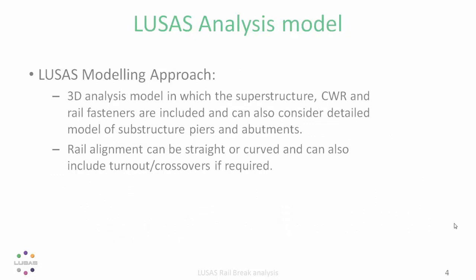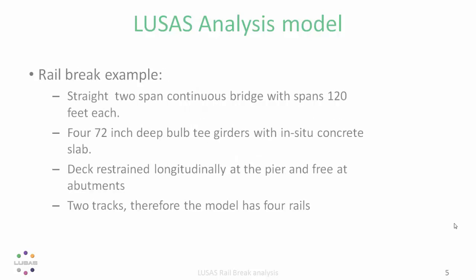And this can be done in LUSAS in a 3D model. Rail alignment can be straight or curved and can also include turnout and crossovers if required. The example we're going to look at is a straight 2-span continuous bridge with spans of 120 foot each, with 4 72-inch deep bulb T girders and an in situ slab, with the decks restrained longitudinally at the pier and free at abutments. With 2 tracks, therefore the model has 4 rails.